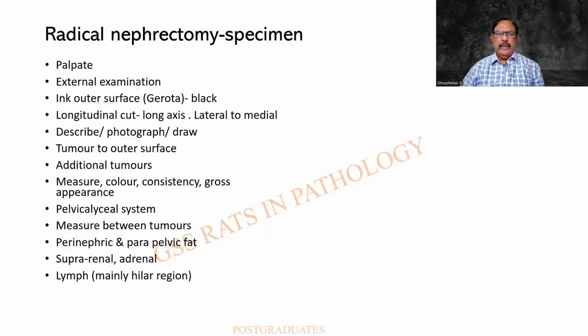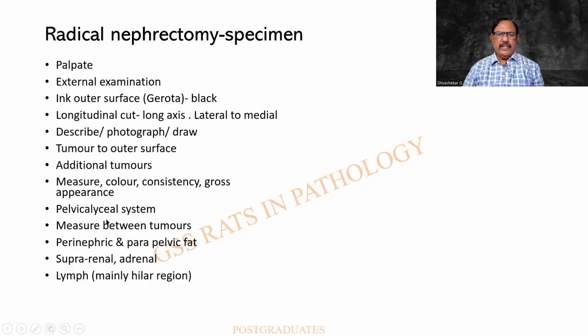Radical nephrectomy. Many of the things overlap, so I will not be repeating it. So palpation, external examination, inking of the Gerota's fascia with black, then the long axis cut, what is the outer surface, any additional tumor on the cut surface, what is the measurement, what is the gross appearance, color, etc.